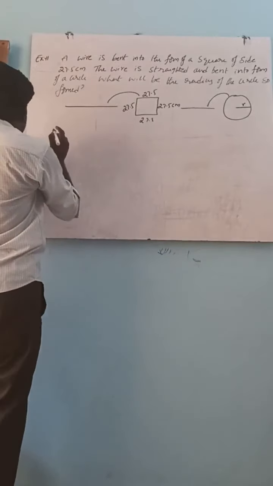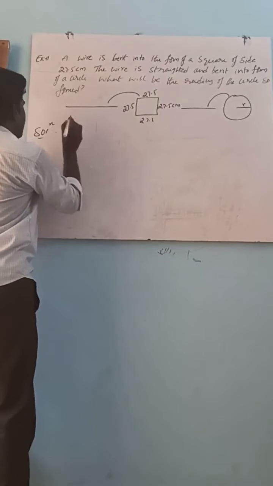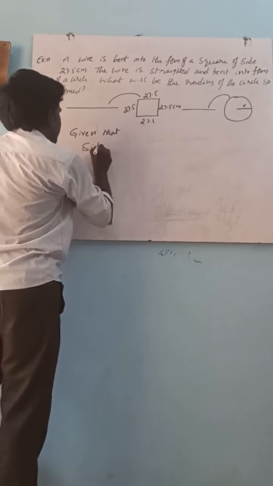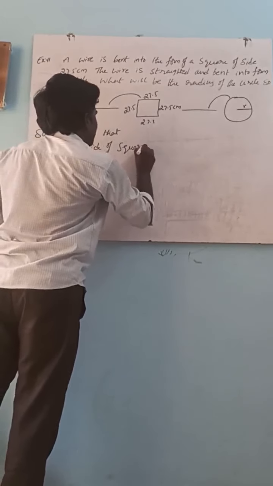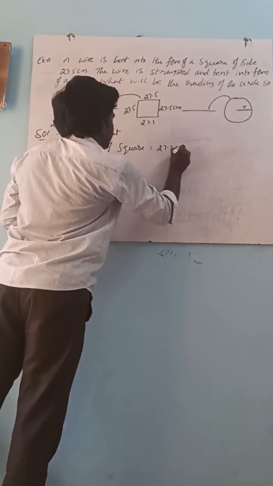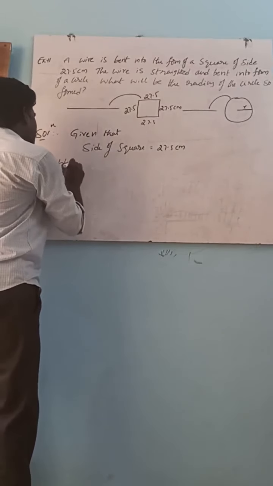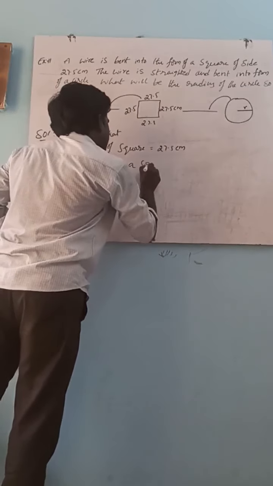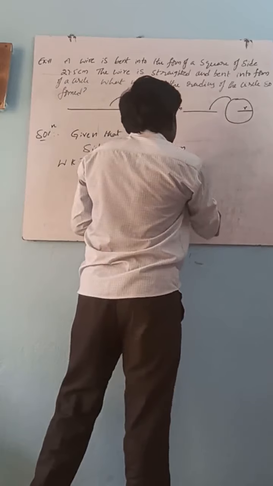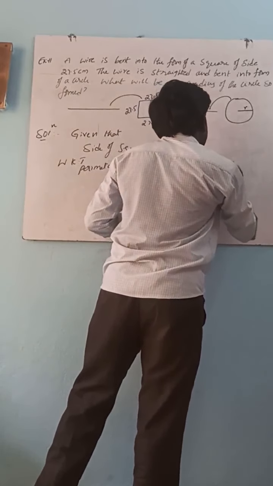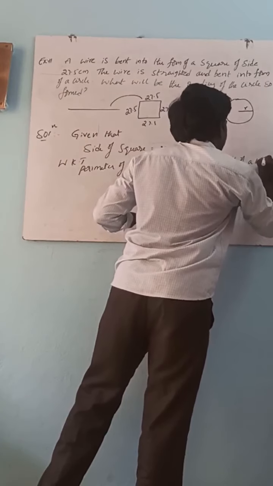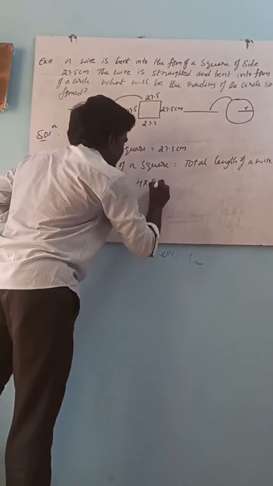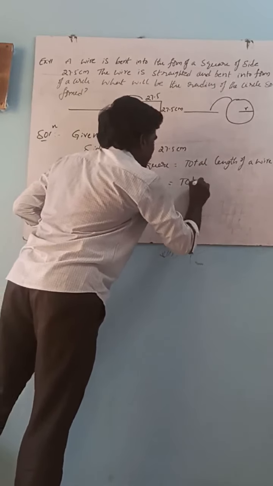So here it is given that the side of a square is 27.5 centimeter. You know that the perimeter of a square is equal to the total length of the wire. The perimeter of a square is 4 into side. 4 into side is equal to the total length of the wire.